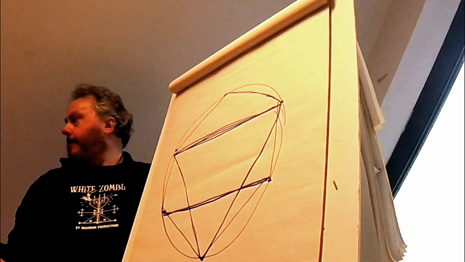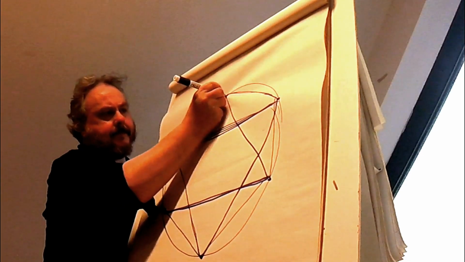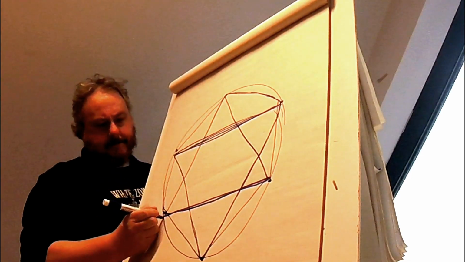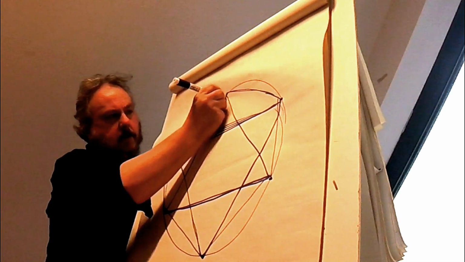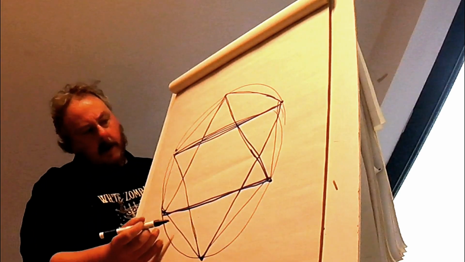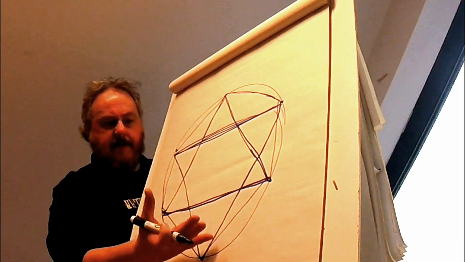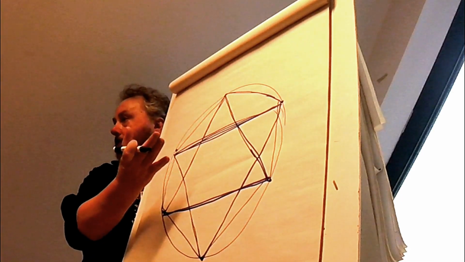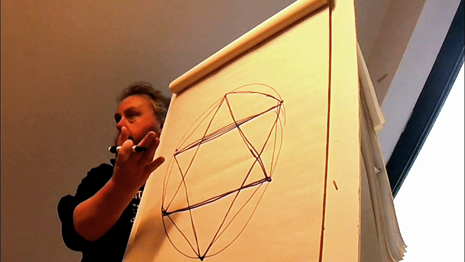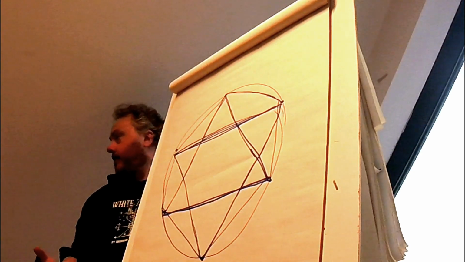Let's get him a girlfriend. We draw a second triangle. We created the six-pointed star. Male, female, procreation. They're making babies. How are they making babies? It's just a graphic.